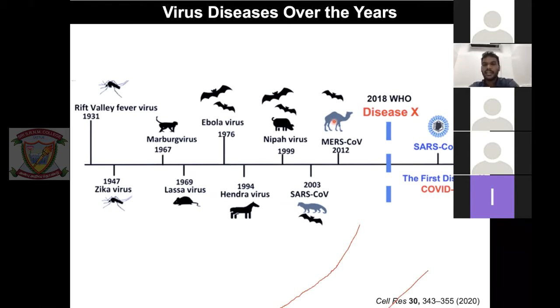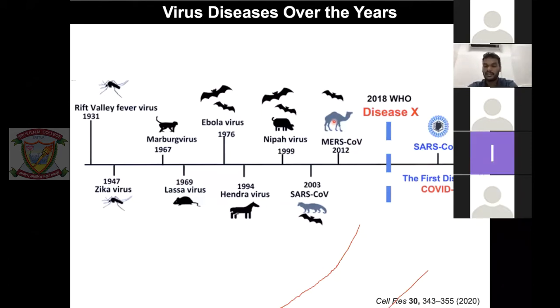In 2018, the World Health Organization announced a nomenclature called disease X. If there is a disease where you do not know the root cause, basically the origin, but it causes a very high pandemic or epidemic, those diseases will be called disease X. That's the nomenclature that was proposed in 2018. And the SARS-CoV-2 coronavirus was the very first disease X that was identified.